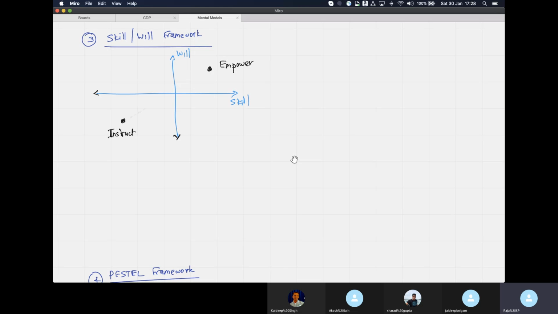From here, all of us want to move people to this, right? So this is what we want to achieve. This is what we want to achieve, right? So the instruction style is what you want to apply when people are there. But what about here? Some people are here.